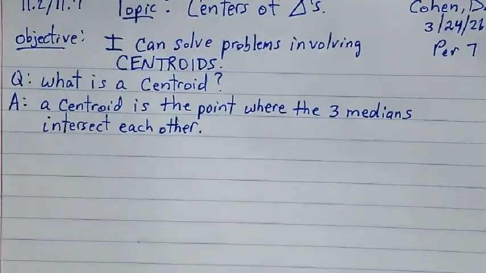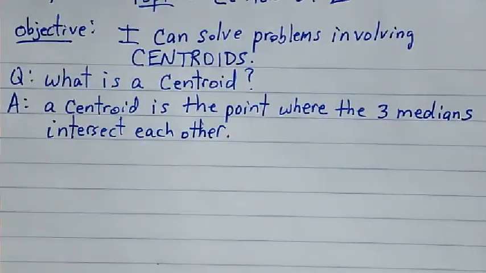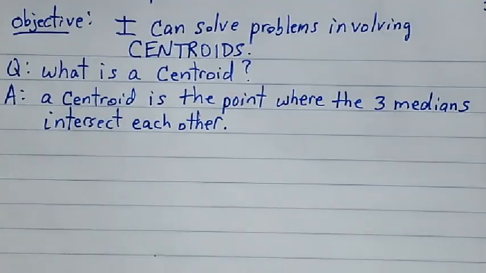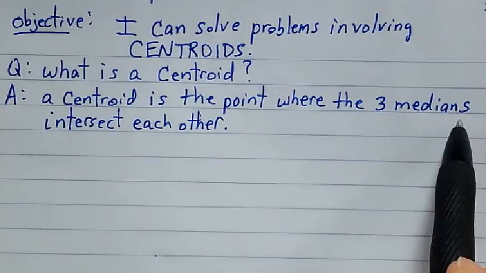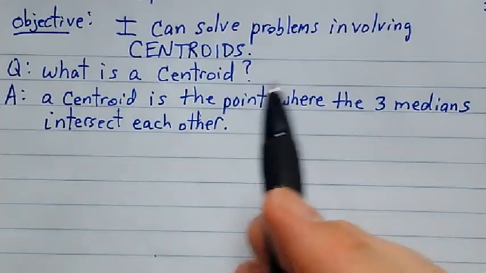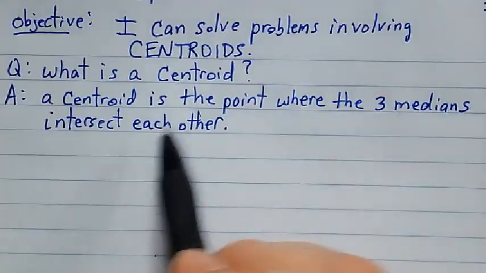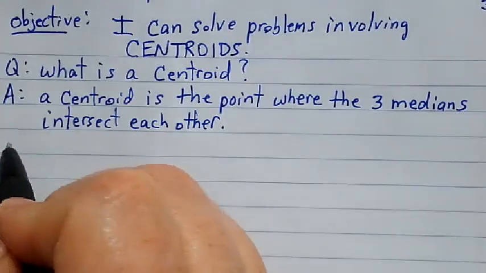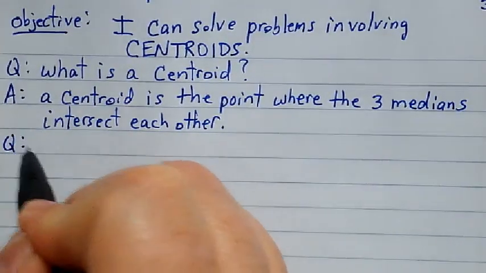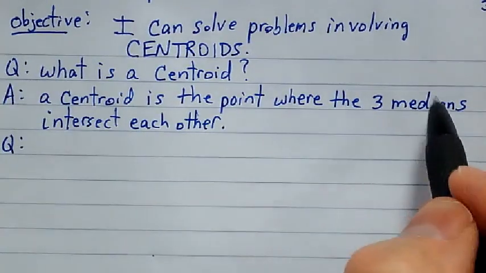Now that may or may not make sense, so what I'll do is I'll give it more meaning. How many of you know what a median of a triangle is? Because, listen, if you don't understand what a median of a triangle is, then this answer doesn't make much sense to you. The question was, what is a centroid? And a centroid is the point of intersection where the three medians meet. So then the question becomes, what do you think the next question is going to be? What do you think the next question should be?